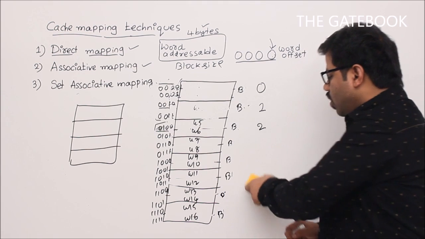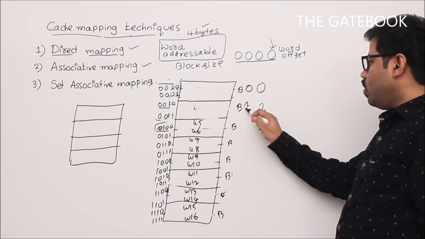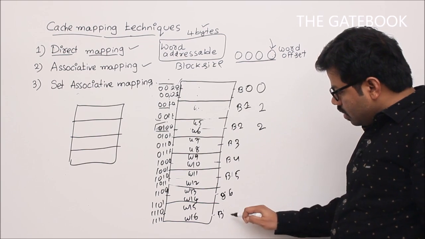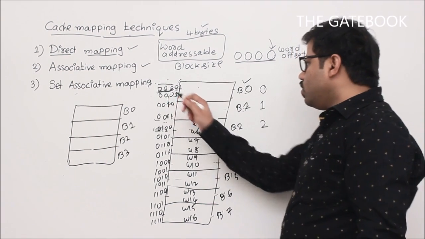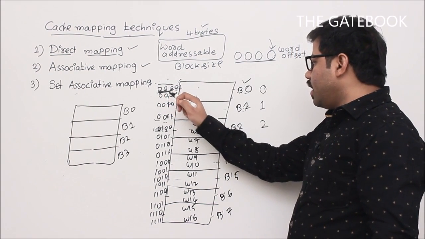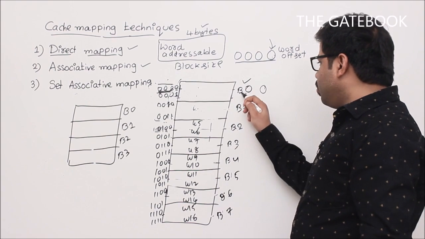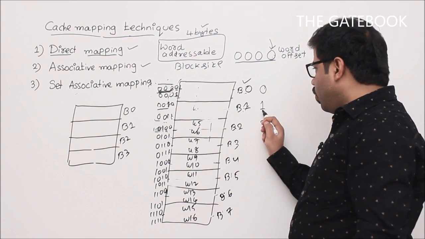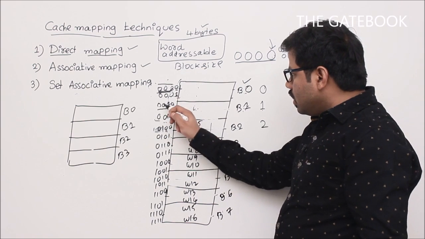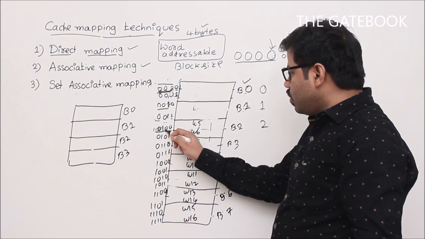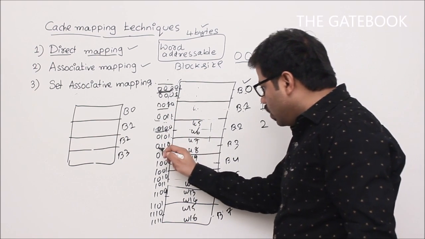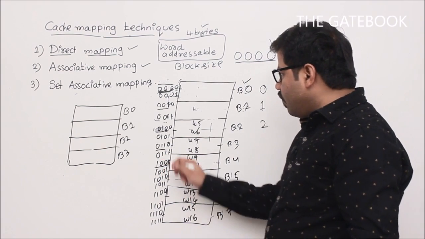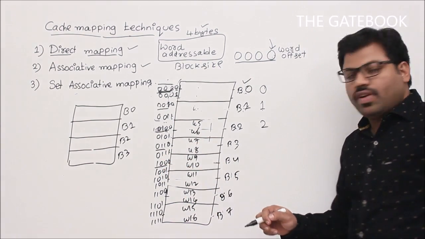Let us number the blocks like this: B0, B1, B2, B3, B4, B5, B6, B7, right? See, 0 0 0. These 3 bits are going to decide the block number. So that's why it is the B0 block, block 0. So 0 0 1, block number 1. See the 3 bits right here. 0 1 0, block number 2. 0 1 1, block number 3. 1 0 0, block number 4. In that way, the last 3 bits can be used for the block number.